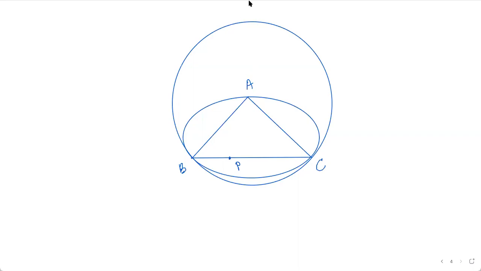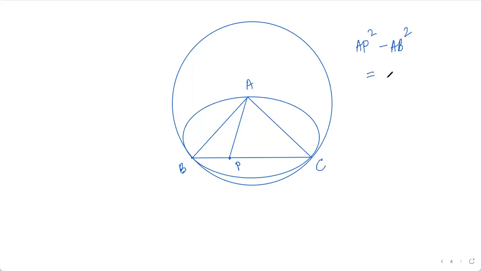So if I look at the distance, the radius of that bigger circle is AB. So the power is AB square minus AP square, and it is equal to PB times PC. It is equal to PB times PC.